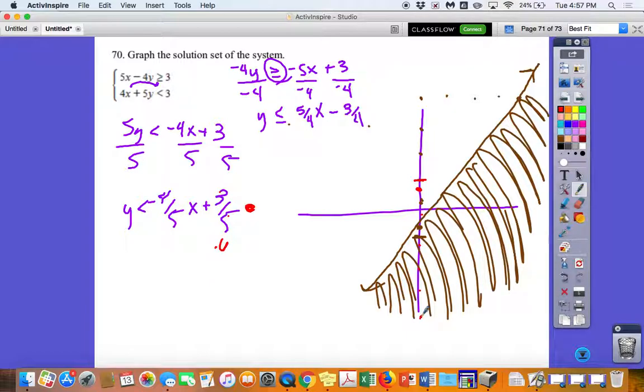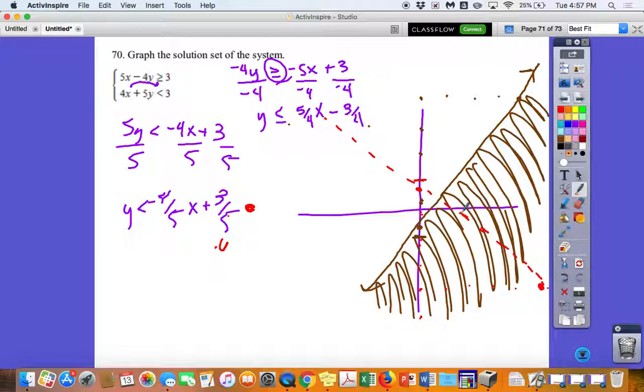So that's negative 4. Did I do that right? Start here and go 1, 2, 3, 4. Ooh, yeah, I did. I went too many. And then go over 5. 1, 2, 3, 4, 5. And that line is dotted.